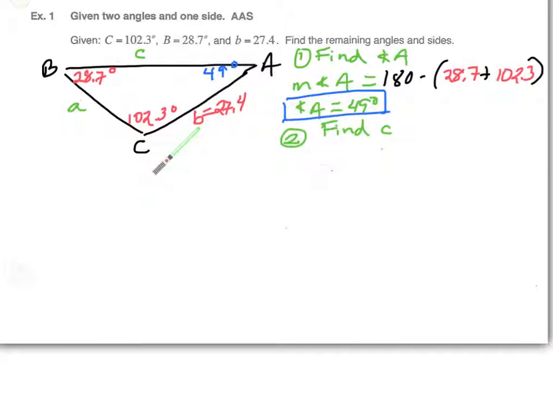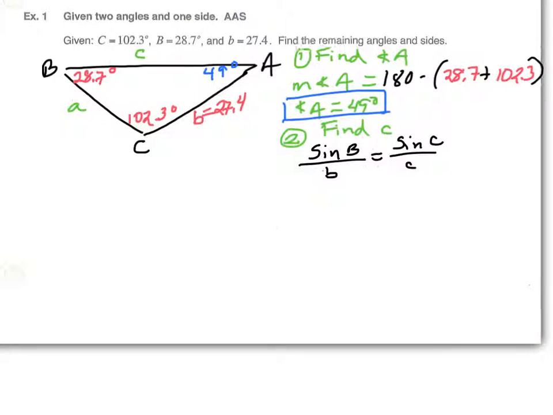I have no choice. I can't use sine of A over side A equals sine of C over side C because I would have two unknowns in that ratio. So we're going to use sine of B over side B as one of our ratios, equals, and then I want to find C, so I'm going to do sine of C over side C. And then I'm just going to plug in.